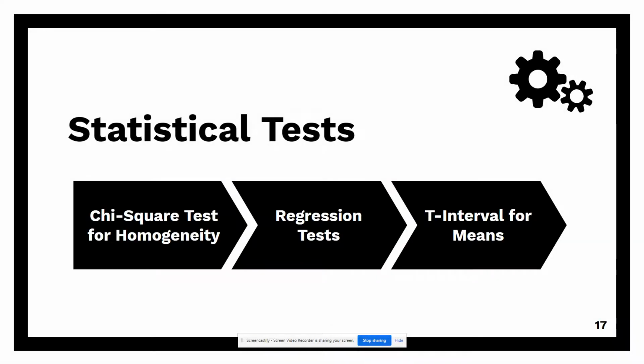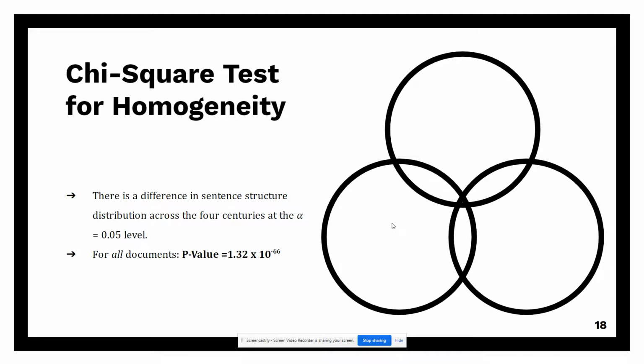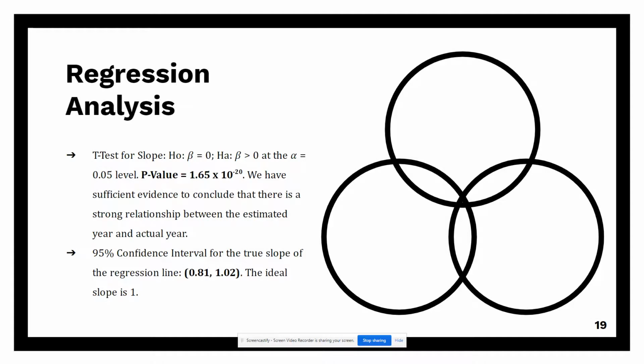For my statistical tests, I ran 3: the chi-square test for homogeneity, the regression test, and the t-interval for means. Let's start with the chi-square. I ran the chi-square test for sentence structure, trying to find a difference in the 4 centuries' parts of speech and sentence structure. And I got a p-value of 1.32 times 10 to the negative 66. That is a very conclusive answer suggesting that there is a strong difference in sentence structure across the 4 centuries.